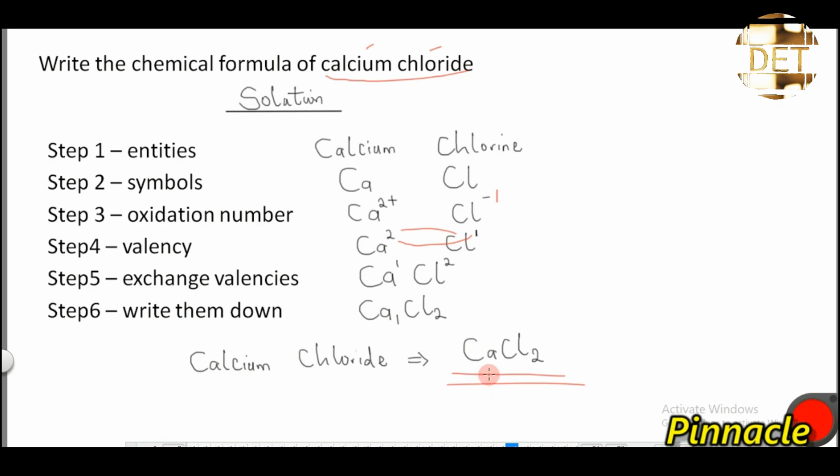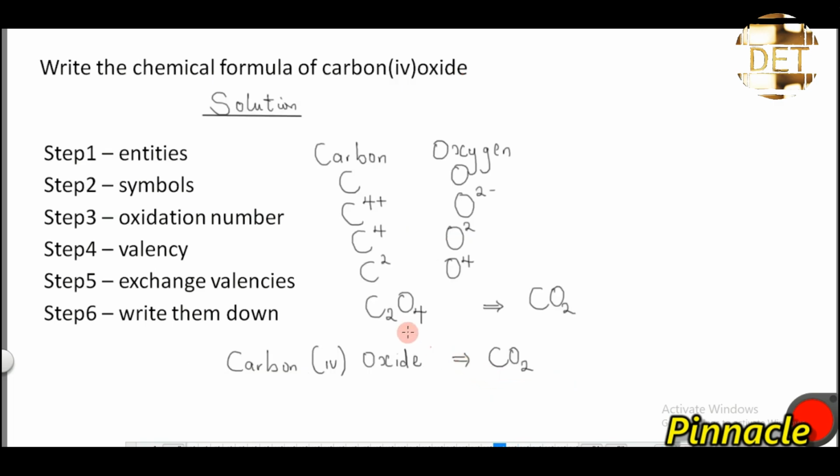Okay, let's look at another example. Write the chemical formula of carbon 4 oxide. When you hear the word carbon 4 oxide, what comes to your mind? Carbon and what? Oxygen. Carbon 4 oxide. What should come to your mind is carbon and oxygen.